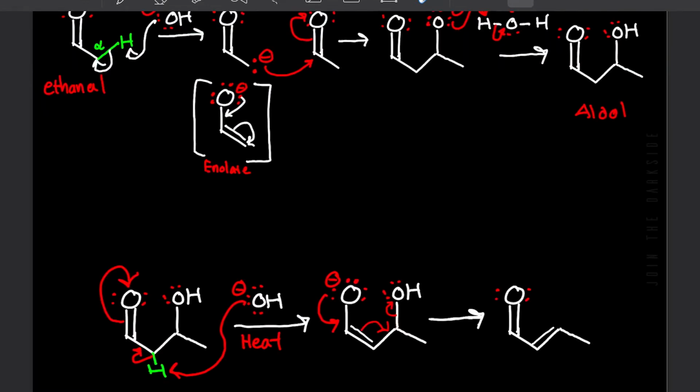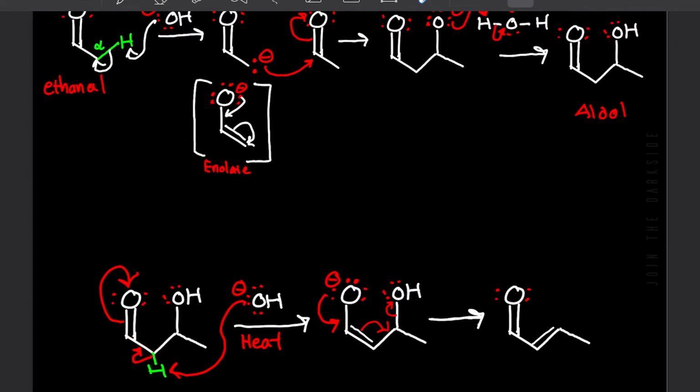The aldol that was just formed in our mechanism can also have a different reaction. This aldol can react with another hydroxide and form a double bond right over here. In order for this to happen, we need to have another hydrogen in the alpha position present, which is right over here. So this hydroxide is going to attack the hydrogen, and then the electrons from this carbon-hydrogen bond are going to form a double bond over here.